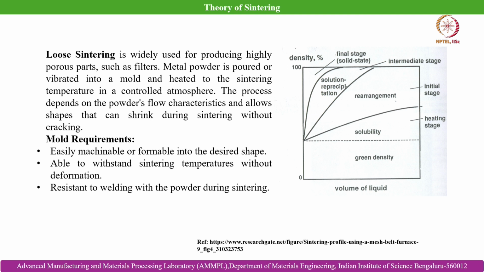In loose sintering, we are just vibrating the mold to arrange the powder particles in the desired shape of the compact that is expected to be obtained, and then they are heated to the sintering temperature in a controlled environment. The process depends on the powder's flow characteristics and allows shapes that can shrink during sintering without cracking.